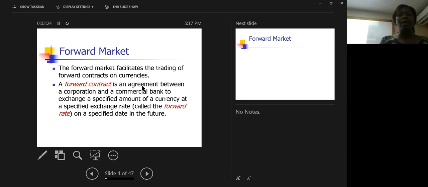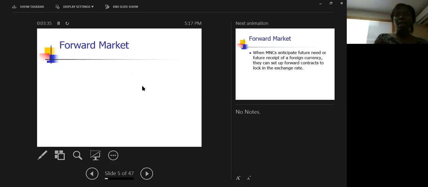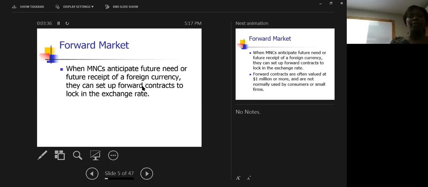In this case, we're speaking about currency, right? To exchange a specified amount of currency at a specified exchange rate on a specified date in the future. When MNCs anticipate future needs or future receipts, they can sell forward contracts, right? If you have a receivable or a payable in a foreign currency, then you would set up some forward contract to lock in a particular exchange rate to eliminate the risk from the entire transaction, right?